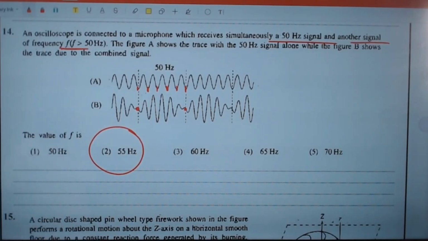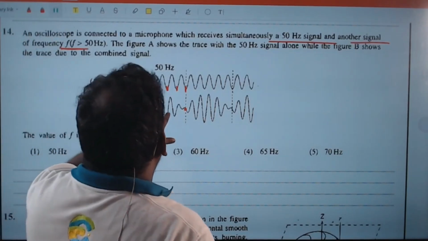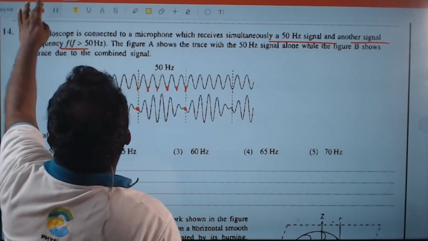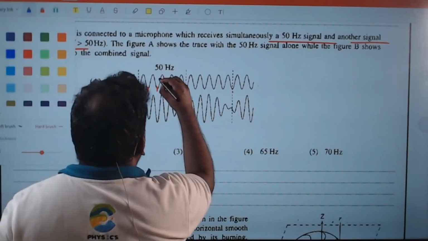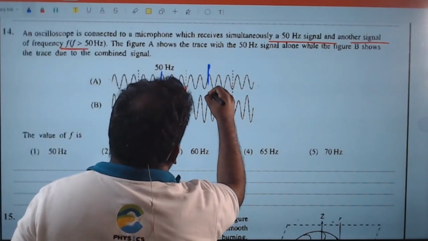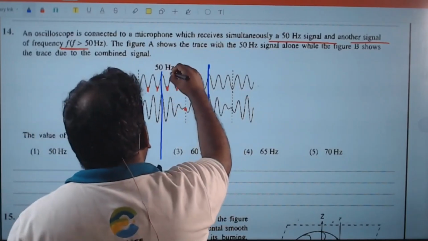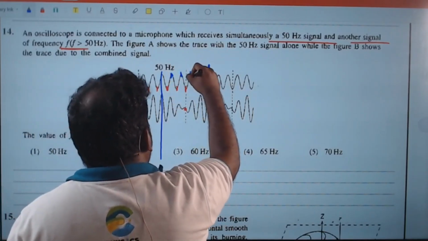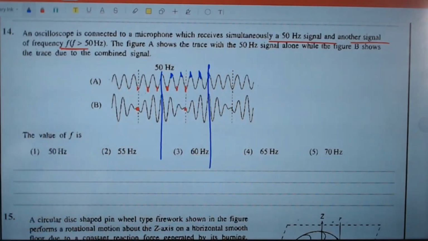Sorry. So here, we consider peak to peak. How many cycles? 1, 2, 3, 4, 5. 5 cycles, peak to peak, 5 cycles.